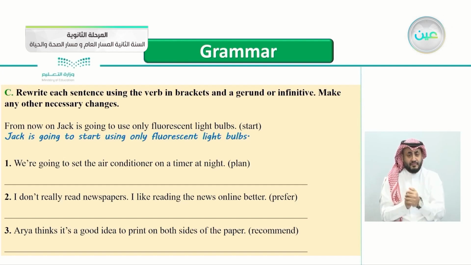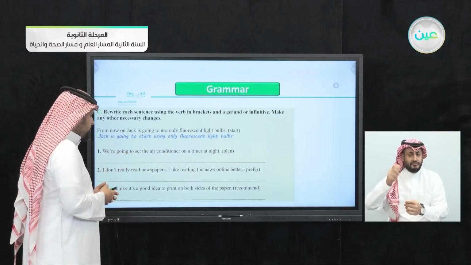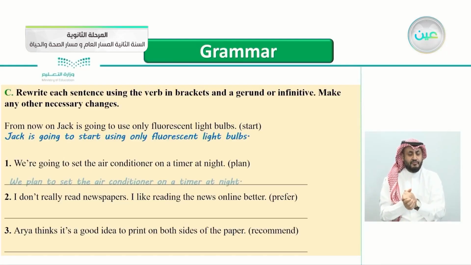So number 1, we're going to set the air conditioner on a timer at night, and the verb is plan. So use a gerund or an infinitive with the verb plan. So how do we answer the first one? Yes, you say we plan to set. So it's an infinitive here. We plan to set the air conditioner on a timer at night.